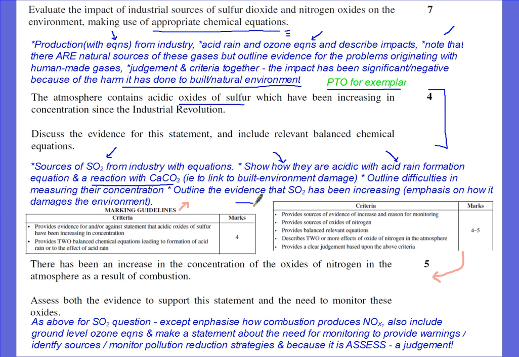Here's the marking criteria for that particular question if you're curious, so if you want to write an answer for that, you can come back and check if you have achieved all the things you need to get 4 out of 4.